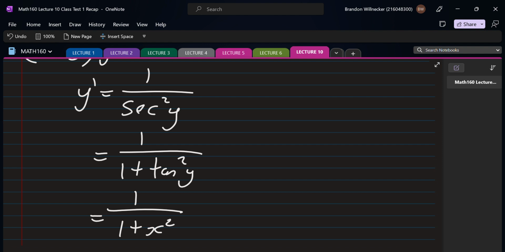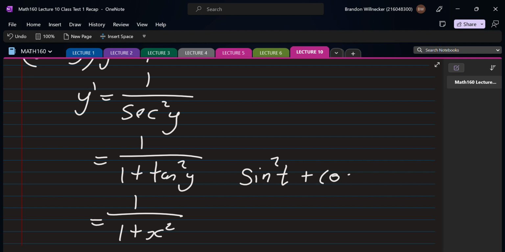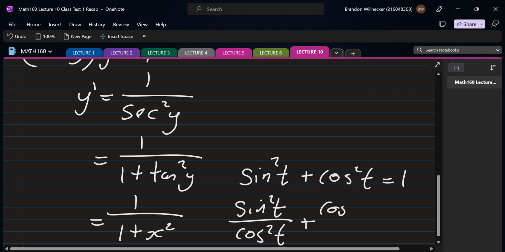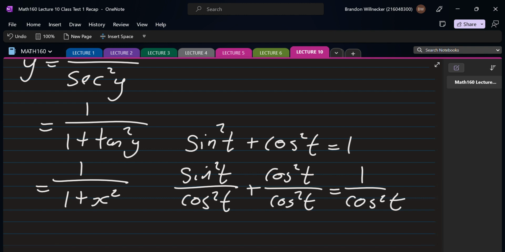If you ever forget that identity, you start off with the one that you do know. So that's sine squared t plus cos squared t is 1. We want to get tan into this. So we've got sine. How do we get from that to tan? We can divide through by cosine squared. So sine squared t over cosine squared t plus cosine squared t over cosine squared t is 1 over cosine squared t. Again, if you forget the identity, you can rederive it on the side. You can get part marks for that. You've shown some work.